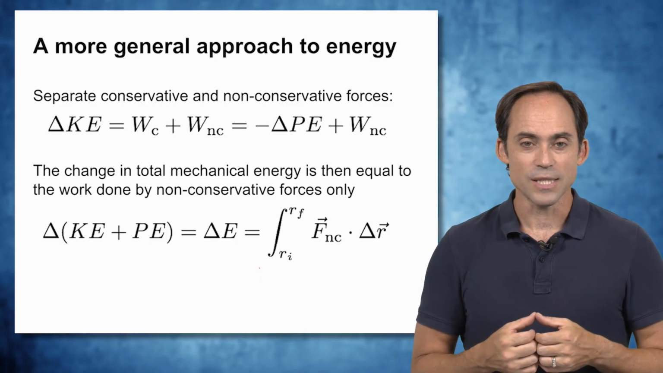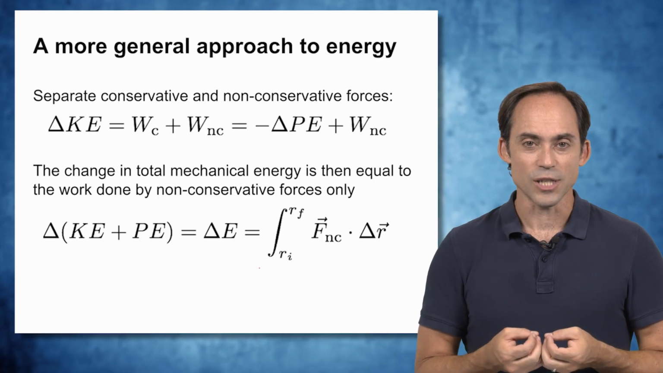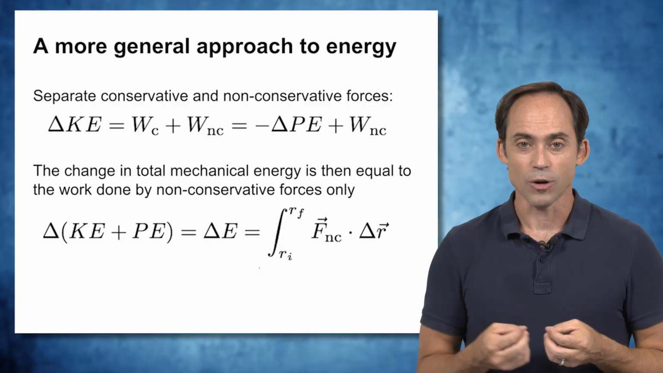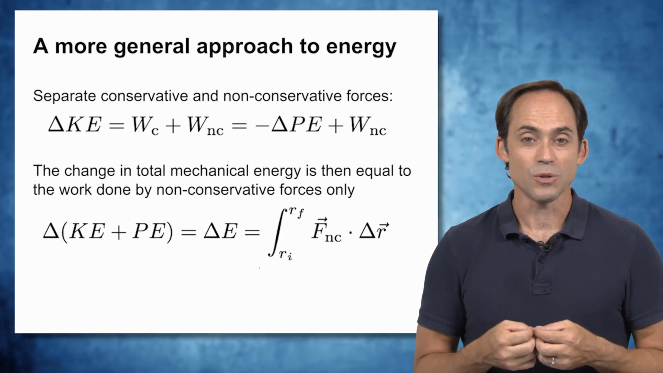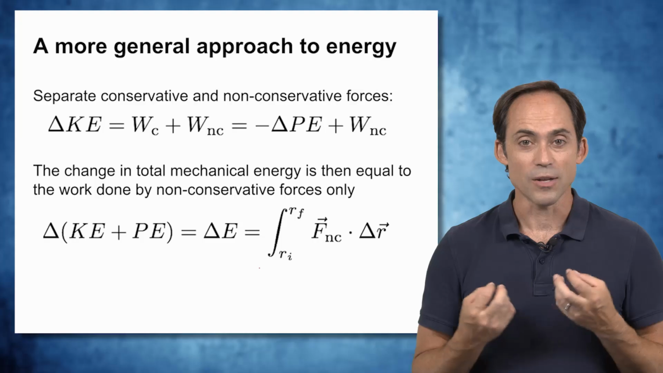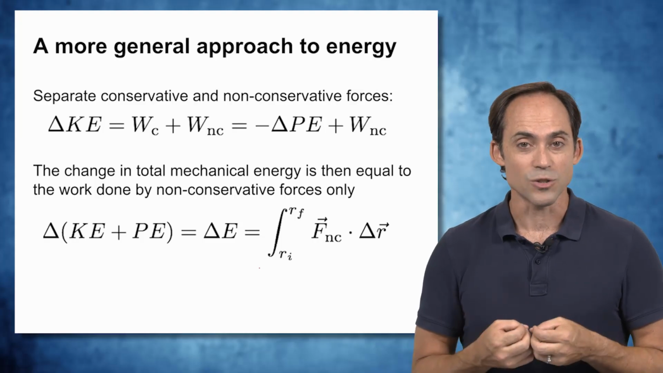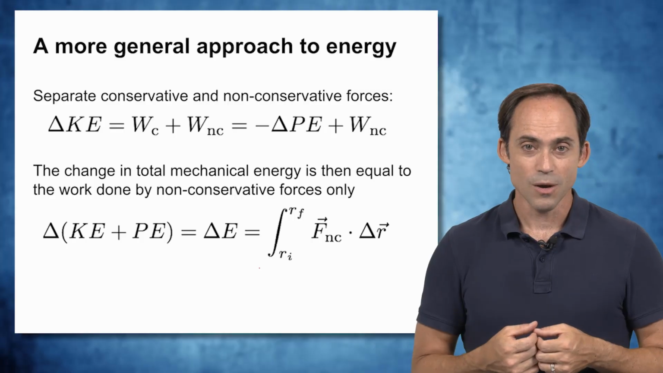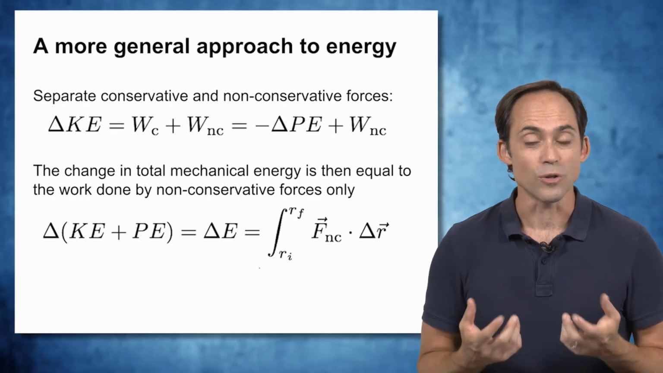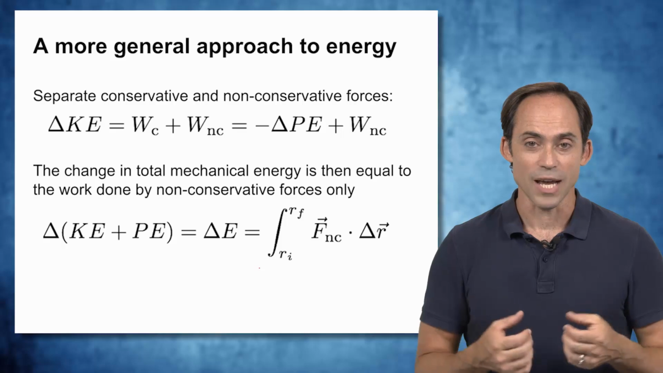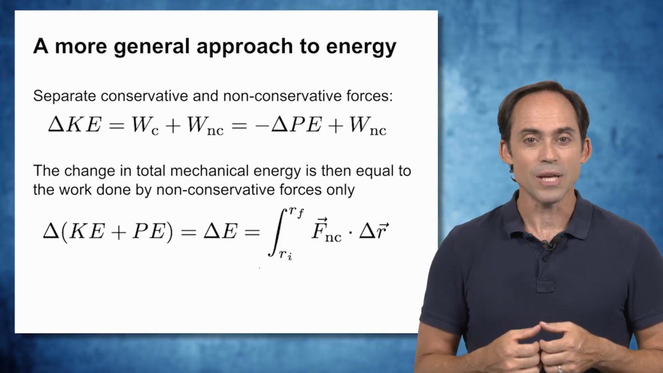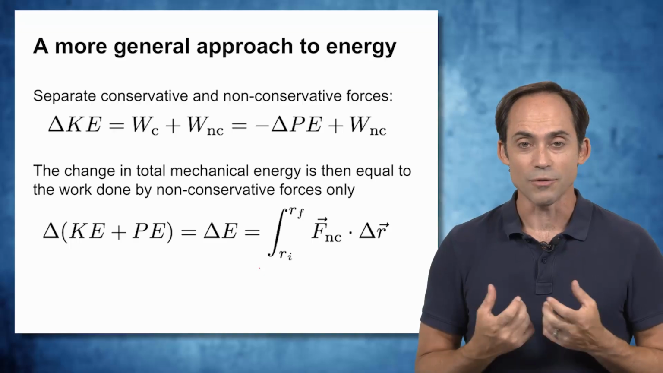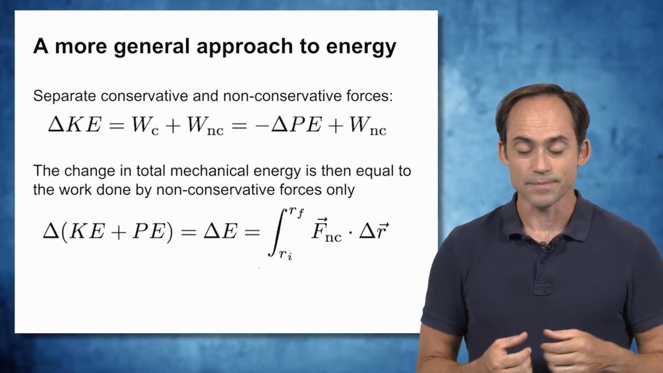And when we do that, we can see that the change in kinetic energy, being the sum of these two work terms, work from non-conservative and work from conservative forces, is just equal to minus the change in potential energy plus that work done from non-conservative forces. If we group terms exactly the same way we did before, we find that the change in the total mechanical energy, which is the sum of kinetic and potential energies, is now equal to that non-conservative work, which again is just the integral of the force along the path.